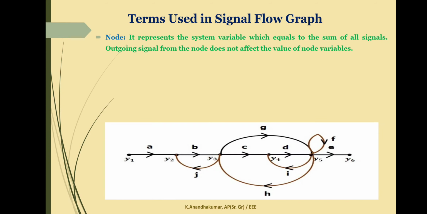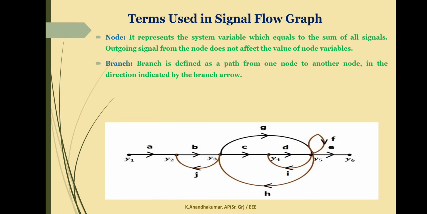A node represents the system variable, which equals the sum of all incoming signals. Outgoing signals from the node do not affect the value of the node variable. That is, if you consider node y2, its value will be equal to a into y1 plus j into y3, because the node y2 gets inputs from two different nodes, that is node y1 and node y3. So the value of node y2 will be equal to a into y1 plus j into y3.